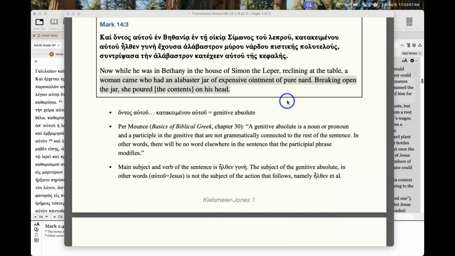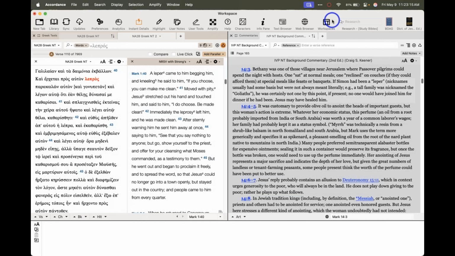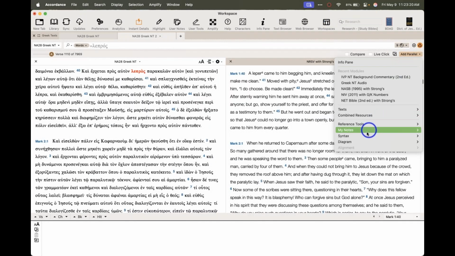Here's a comment. I'll put this in the chat. Somebody says on the genitive absolutes, two separate genitive absolutes, since not connected with the chi, the diagram did not reflect that. Yeah, let's just open that up and look again briefly.